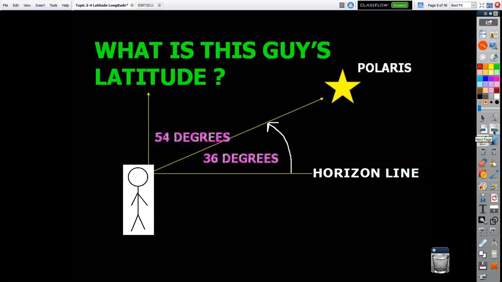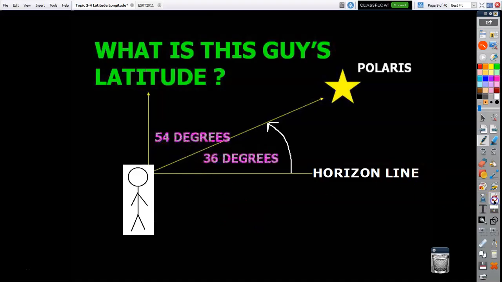So what is this person's latitude? Be careful on these kinds of questions. They're going to give you 2 numbers. Both of them will add up to 90. In math class, I'm trying to remember my math days, I think those were called complements, right? Supplements, I think, are 180. Complements add up to 90. So you notice 54 plus 36 will add up to 90.